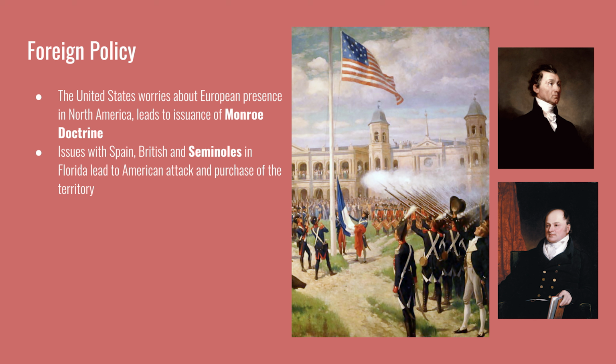When Seminoles attack American settlements in Georgia and retreat to hiding in Florida, Andrew Jackson leads an attack on them that nearly starts a war with Spain. It eventually makes the Spanish sell Florida to the United States for a reduced price of $5 million in the Adams-Onis Treaty.